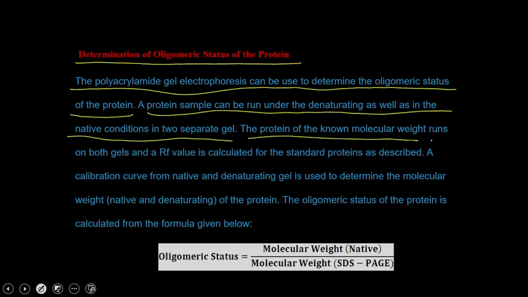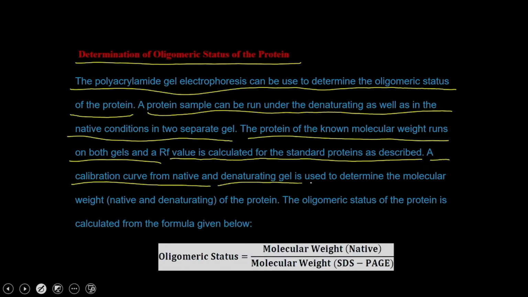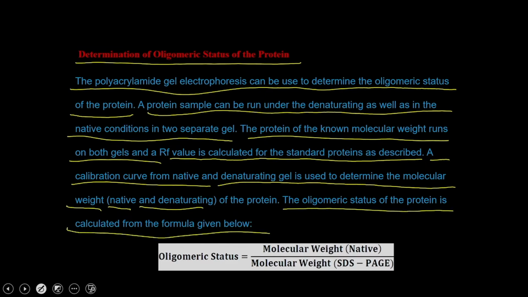The protein of known molecular weight runs on both gels, and then you are going to do an RF calculation for the standard protein as we just discussed. A calibration curve can be drawn from the native as well as the denaturing gel, and it is used to determine the molecular weight of that particular protein under the native condition as well as the denaturing condition. The oligomeric status of the protein is calculated from the formula.